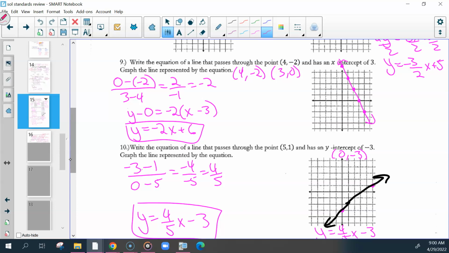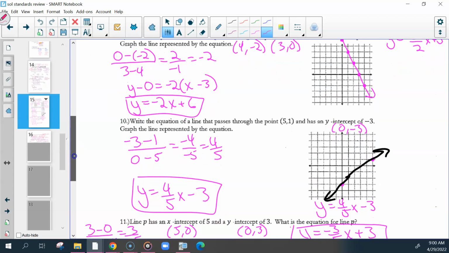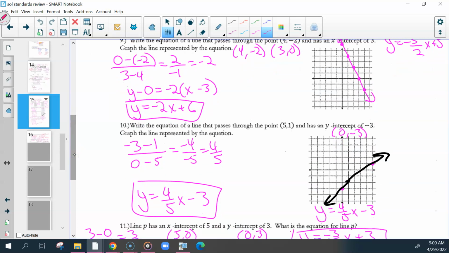Ten is similar, except now they give us our y-intercept instead of an x-intercept. Again, you could rewrite this as an ordered pair, find your slope, and then go straight into your slope-intercept form. Or you could plot both points and find your slope and go from there. But your equation was y equals 4 over 5x minus 3. Questions on either of those, or do we need to see either of those in Desmos?